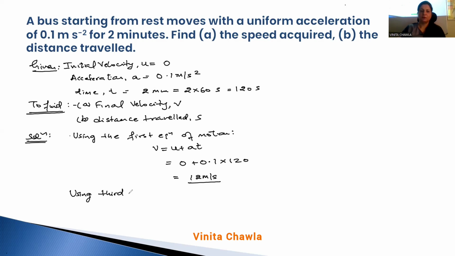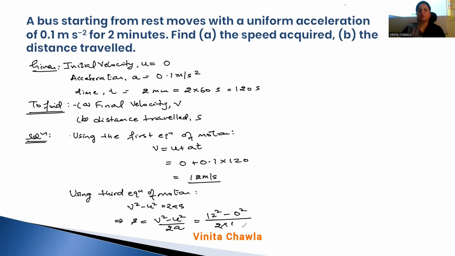Third equation of motion, we get V square minus U square is equal to 2AS. So we can write S as V square minus U square upon 2A. Now we'll put the values here. V is 12 meter per second. This is what we have got, right? And U is 0. 0 square upon 2 into A is 0.1. So 12 square is 144 upon 2 into 0.1 is 0.2. So we can write this as 144 upon 2 into 10. We can write in the numerator: 2 ones are 2, 2 sevens are 14, 2 twos are 4. It's 720 meter. This is the distance covered.